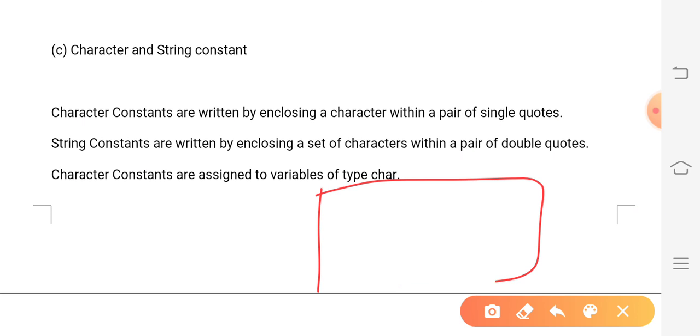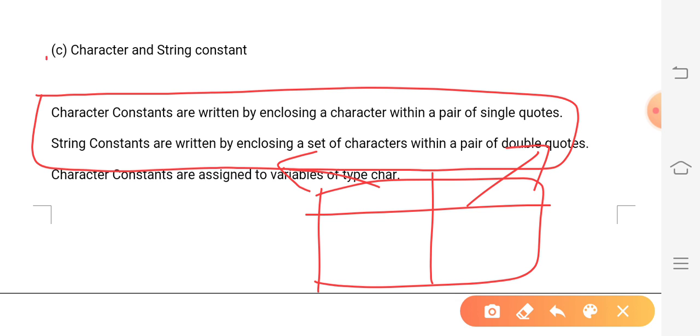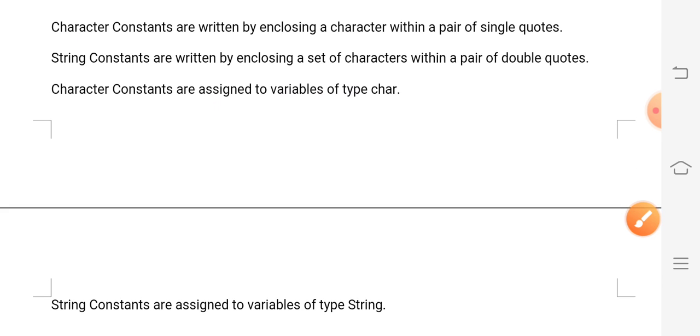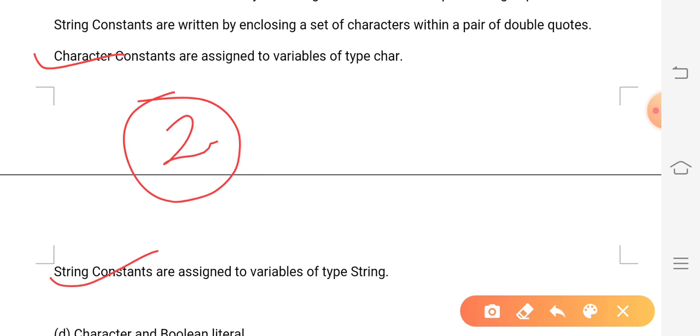Next, character and string constants. Again write in tabular form. On the left side character constant, on the right side string constant. 2 points are there. This is point number 1 for your character and string constant. On the left side you will write the point of character constant, on the right side you have to write the point of string constant. Okay, this is to be done in point number 1. Then point number 2, this one, this one, and this is your point number 2, and write the points very carefully, do not interchange them.